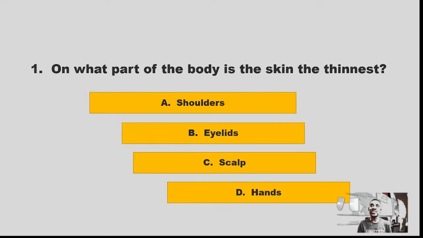Let's begin. On what part of the body is the skin the thinnest? Do you think that it's the shoulders? Do you think that it's the eyelids? What about the scalp? Or is it the hands? And if you chose B, eyelids, you are correct.